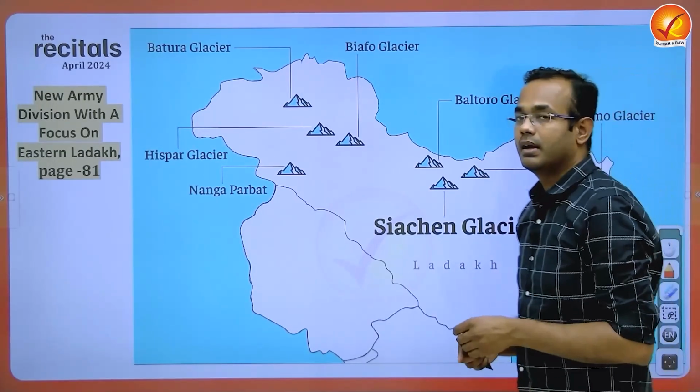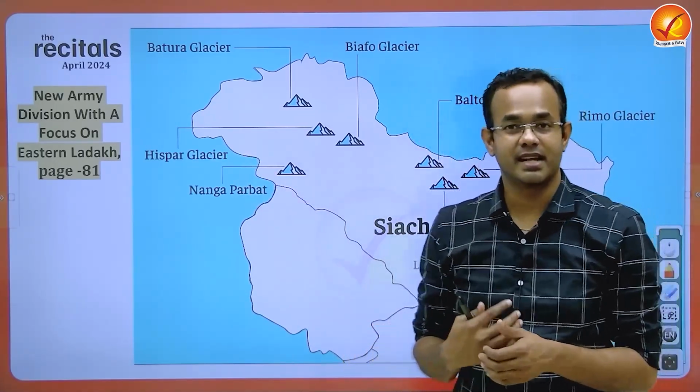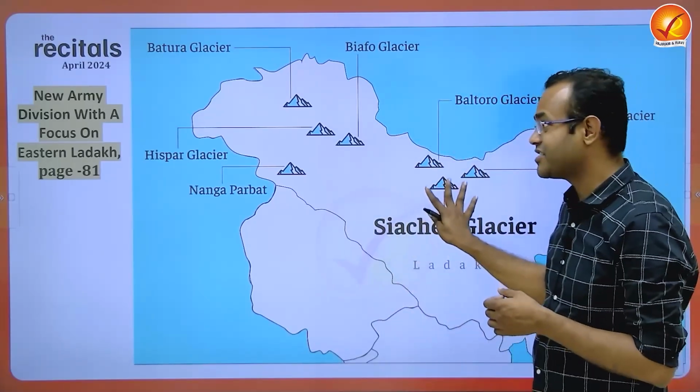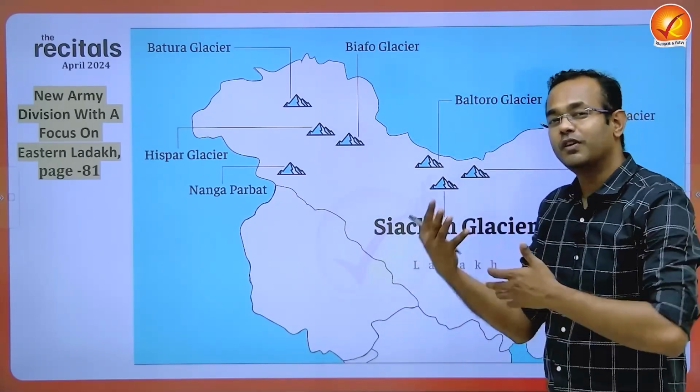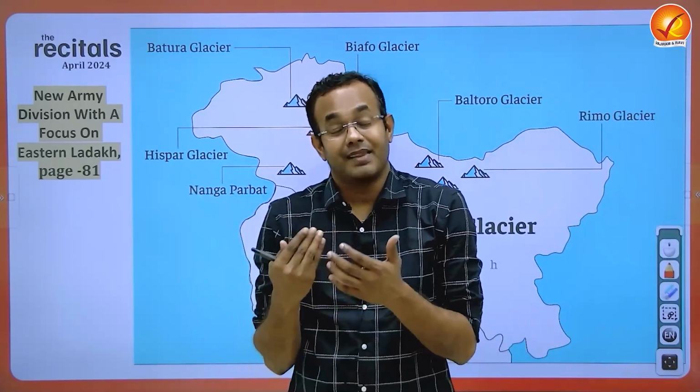The next one, there has been news on a new army division with a focus on eastern Ladakh, where the Siachen glacier is located. So moving forward, we have taken the most important glaciers with respect to the Ladakh region.